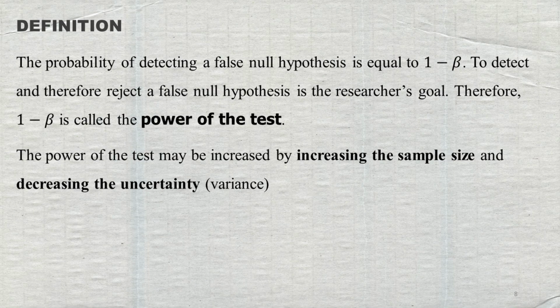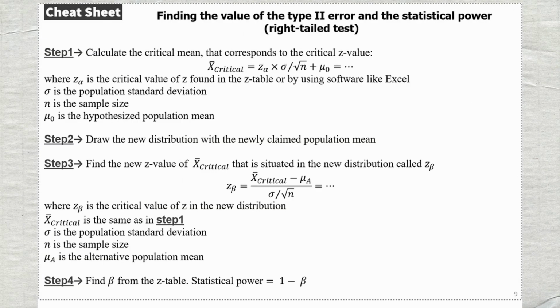Let's define the power of the test. The probability of detecting a false null hypothesis is equal to 1 minus beta. To detect, and therefore reject, a false null hypothesis is the researcher's goal. Therefore, 1 minus beta is called the power of the test. The power of the test may be increased by increasing the sample size and decreasing the uncertainty, which is the variance. Enough definitions.